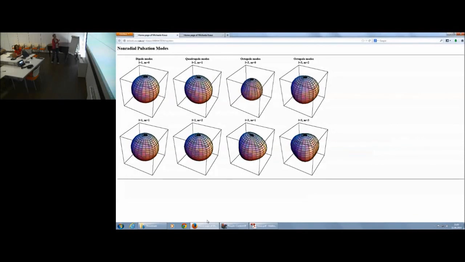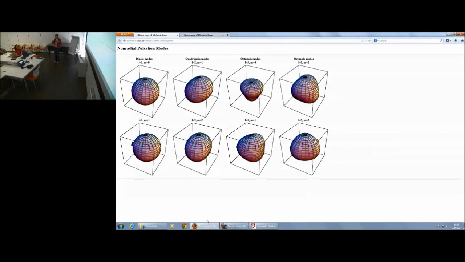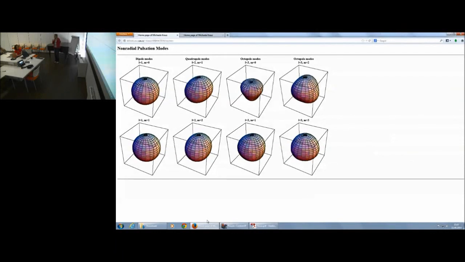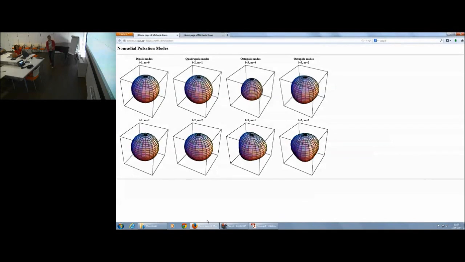So we have here different examples, a dipole mode, l equals 1, m equals 0. It seems that the star is jumping up and down in space, but that's not true. The equator of the star is fixed, and just the rest is moving up and down. So you can see they can have quite funny structures, depending on the mode. And the higher the mode, the funnier it looks.